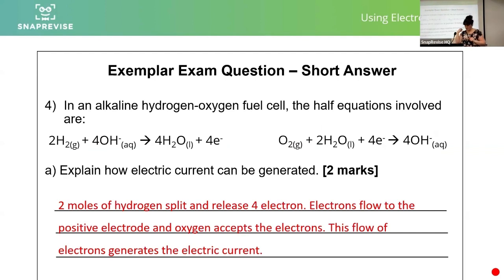So 2 moles of hydrogen split and release 4 electrons. See, this is correct, isn't it? Yeah. Whoops. I don't know if you've got this slide in front of you. Apologies if you don't. Hopefully you've corrected the previous one. If not, maybe just make a quick note to double check when you get the answers later. So an answer you could give would be 2 moles of hydrogen splits and releases 4 electrons. Electrons flow to the positive electrode where they are accepted by oxygen, which combines with water to form OH minus ions. This flow of electrons generates electric current.